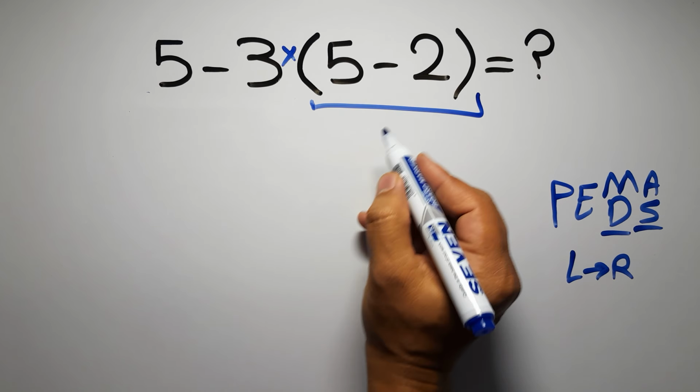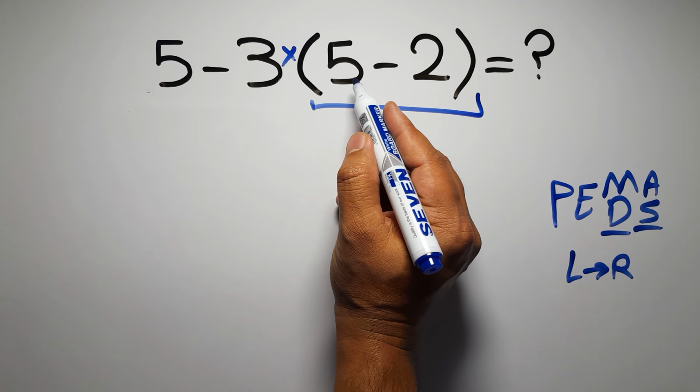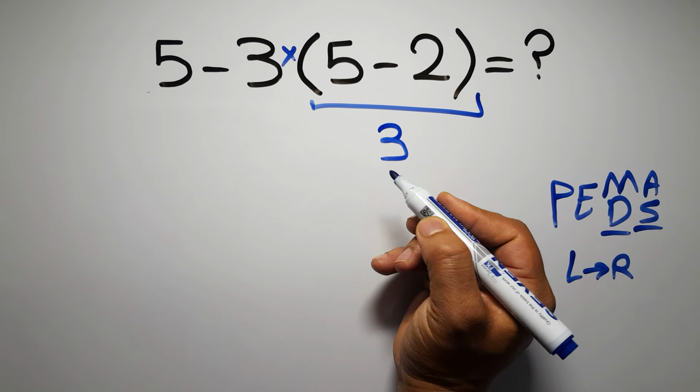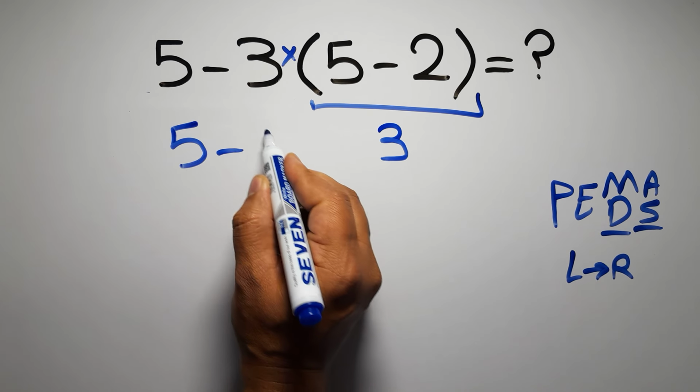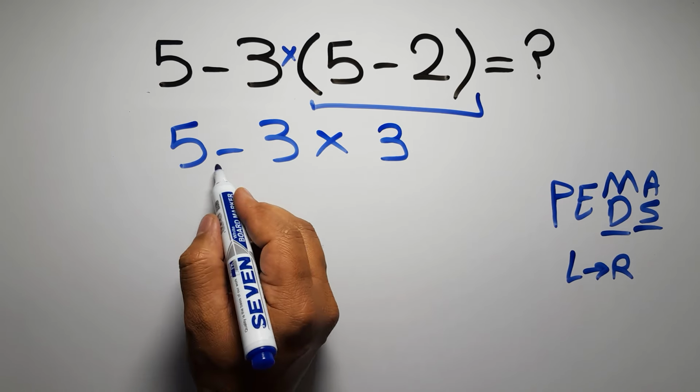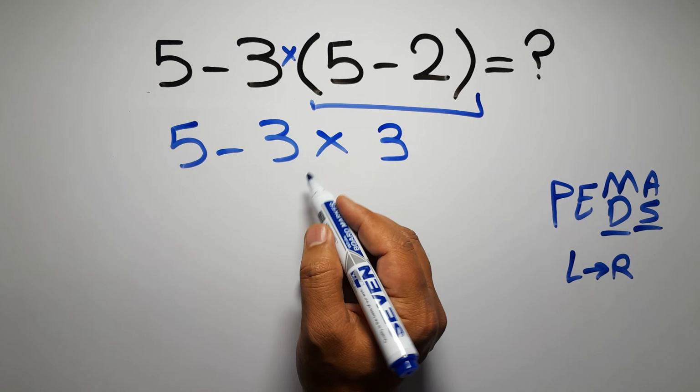So first this parenthesis. Inside this parenthesis, we have 5 minus 2, which equals 3. So 5 minus 3 times 3. Now we have one subtraction and one multiplication.